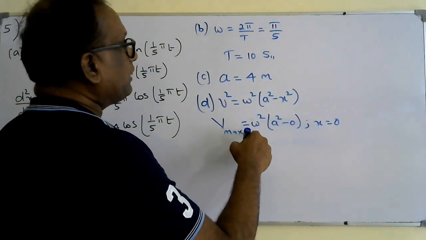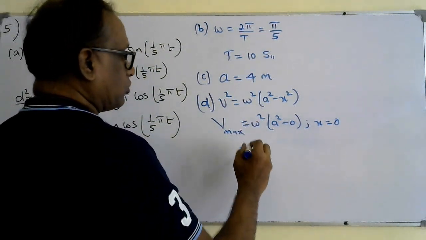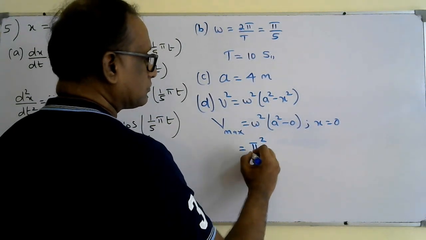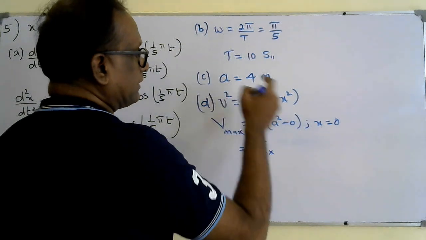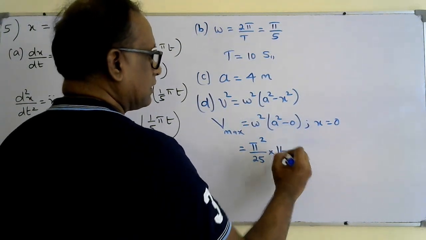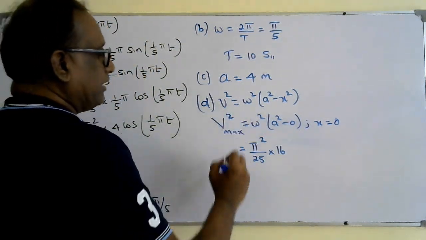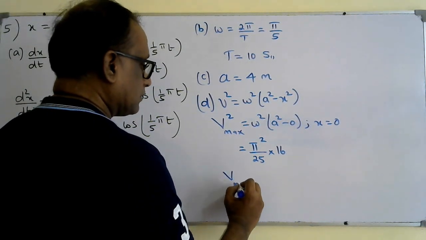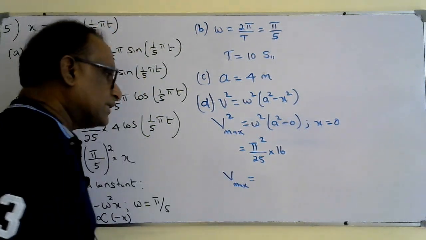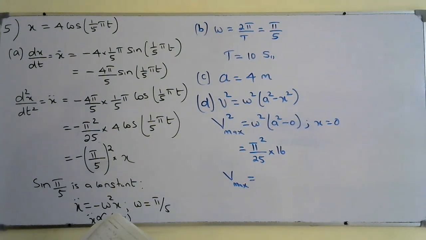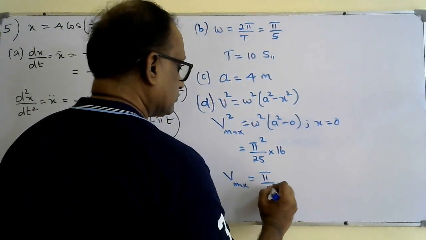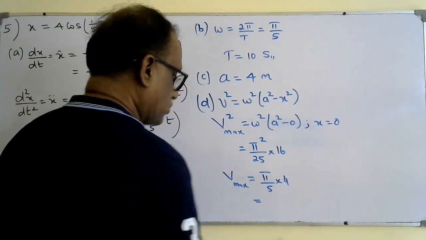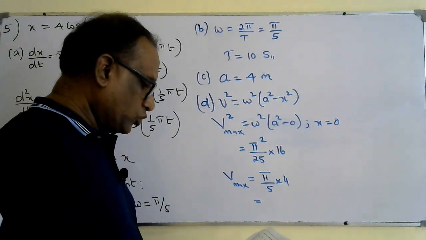Omega squared equals pi squared over 25, into a squared. We found a squared, that is 16. So to find the v max, it's going to be pi by 5 into 4. If you solve it, you will get 2.51.